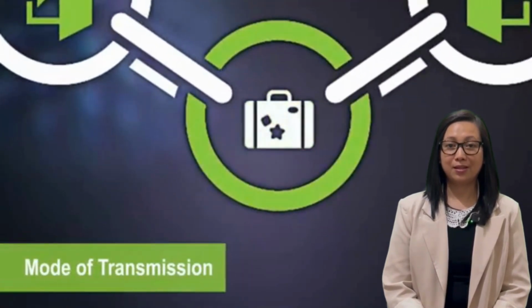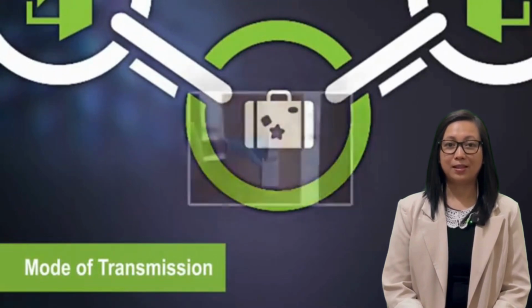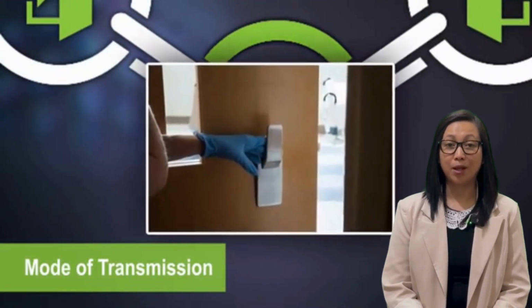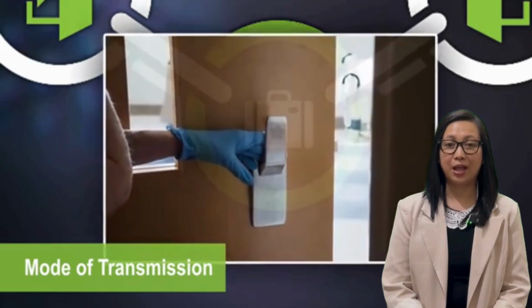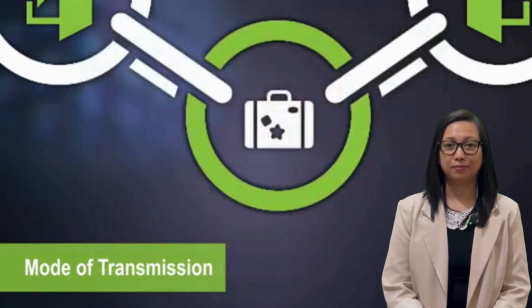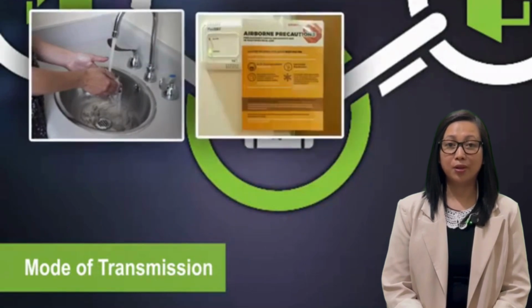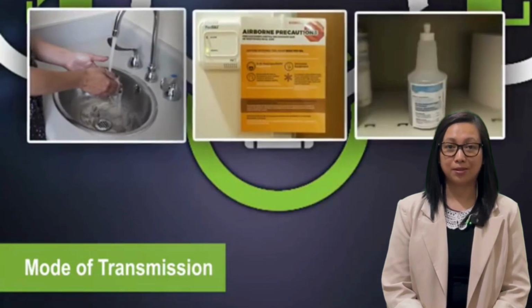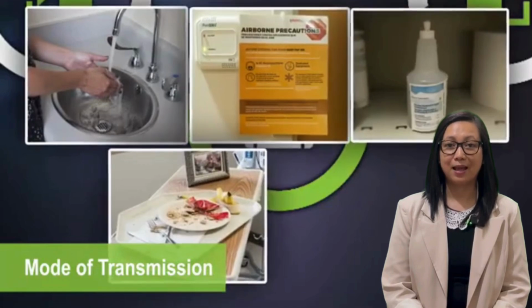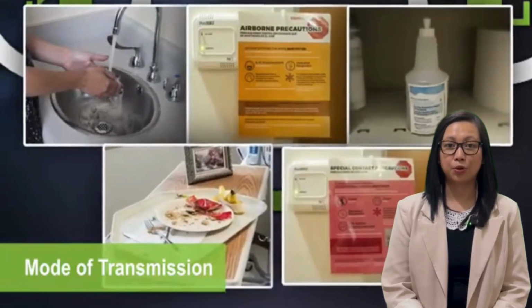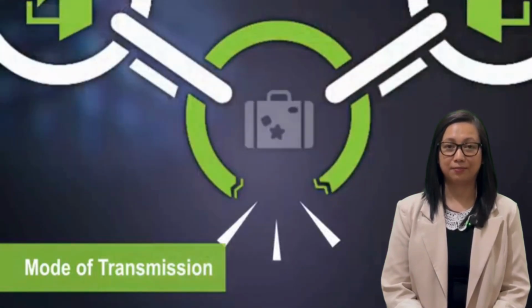The fourth link is the mode of transmission. This is how pathogens are carried from one place to another, even in the hands of a healthcare worker. To break this link, wash your hands, control airflow in negative pressure rooms, disinfect surfaces, handle food properly, and observe isolation precautions.